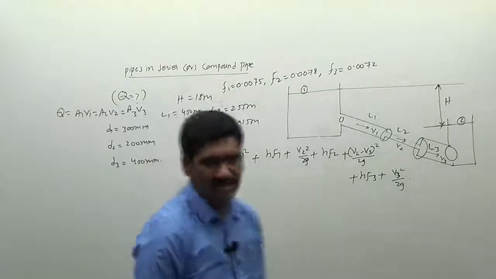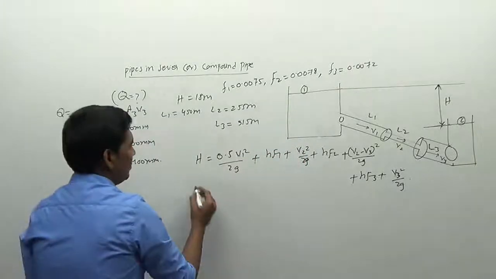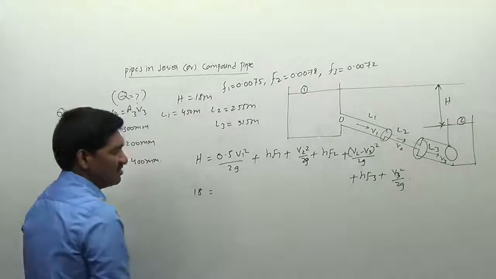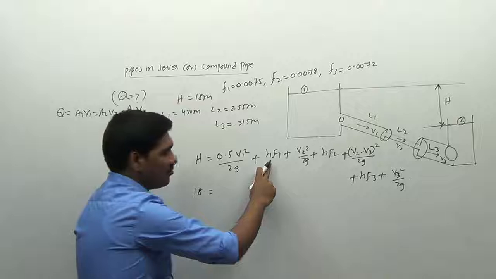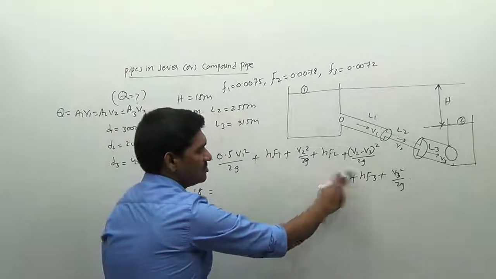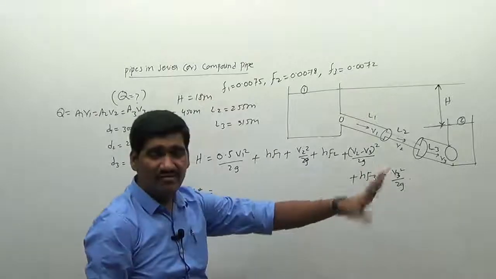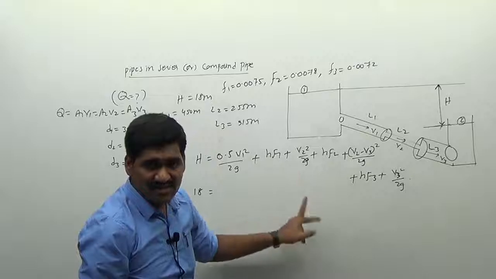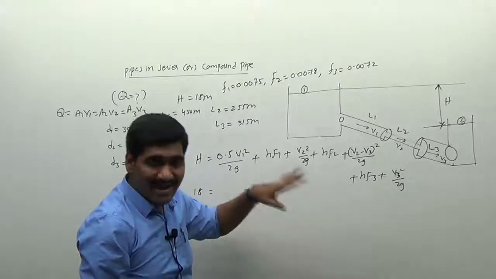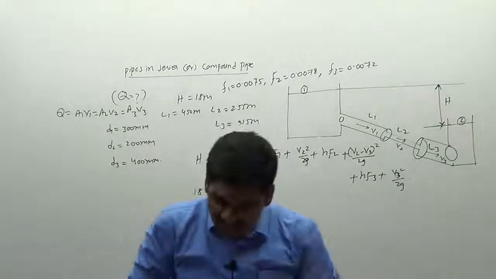This is the difference between the reservoir levels here. Therefore, if you observe carefully, H value is known. What is the value of H? It is equal to 18, it is given. So we have everything in terms of V1. HF will be equal to 4FLV square by 2GD. But we have to convert the values of V1, V2 and V3. We have to substitute only one relation. Therefore, get the relationship between V1 and V2, and get the relationship between V1 and V3. Substitute all the values in terms of V1.